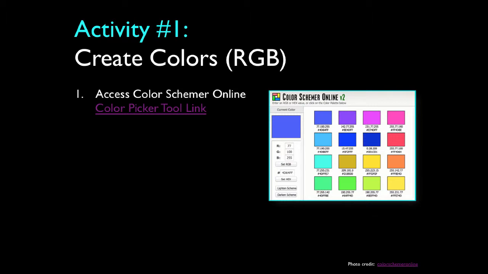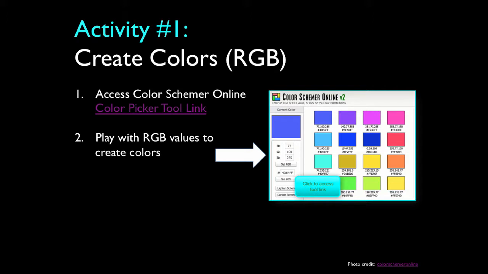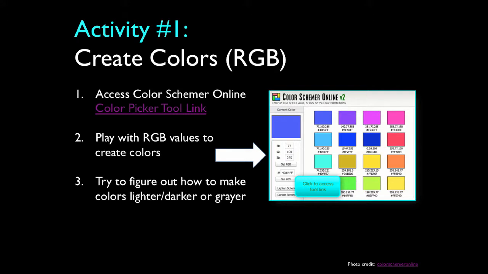What I want you to do is create some colors using the RGB model. So you're going to access the color schemer online through the link that's going to appear on the screen. Then I want you to try to play with some of the RGB values there and see how it creates colors. And see what manipulations you have to make to try to make the colors lighter, darker, or grayer. Don't cheat and just go to the bottom there and hit lighten scheme, darken scheme.